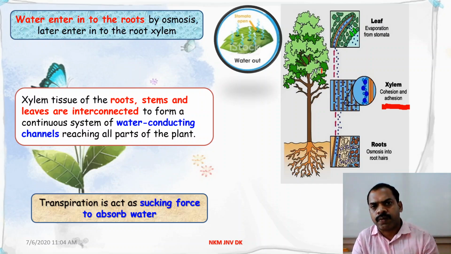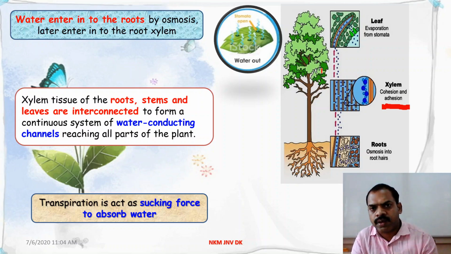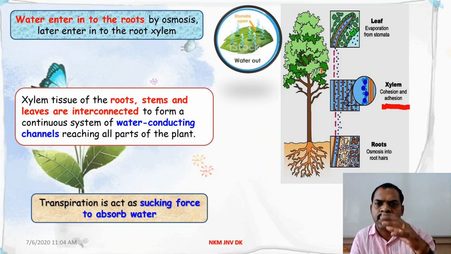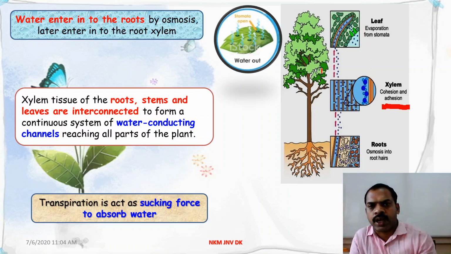Every leaf has stomata. How many stomata will be there in one leaf? 100, maybe 1000 when it is big enough. Hundreds of stomata in a leaf. Every leaf is acting as a sucking force. Stomata is acting as a sucking force. That means water vapor is going out through the stomata.